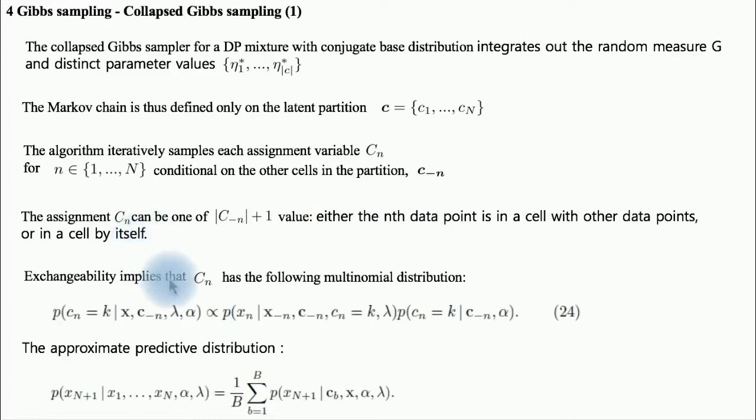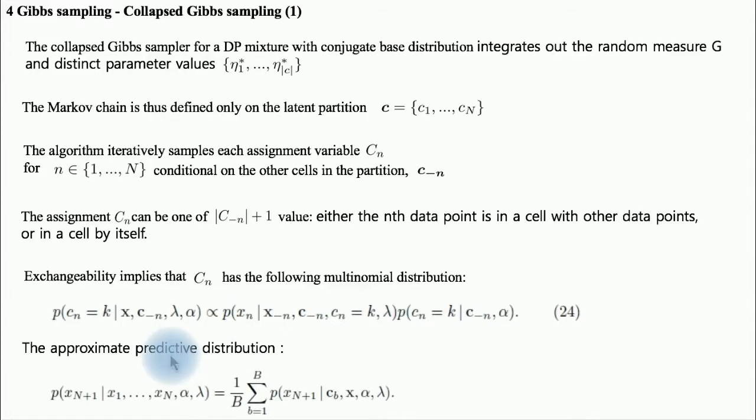Exchangeability implies that the assignment C_n has the following multinomial distribution. The first term is a ratio of normalizing constants of the posterior distribution of the kth parameter, and the second term is given by the Polya urn scheme.